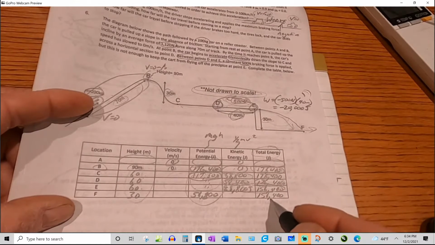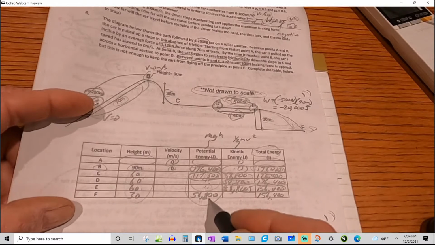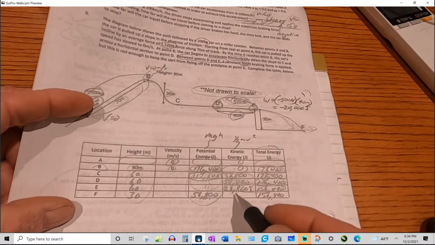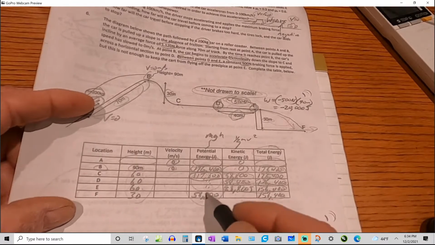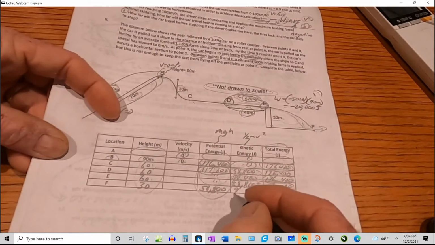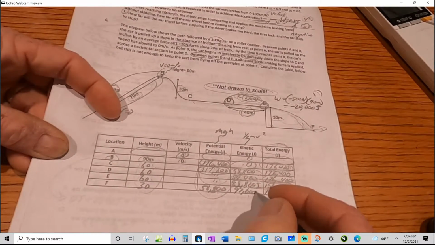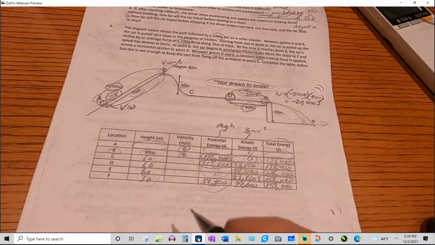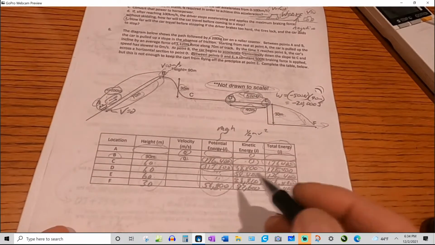And if the total energy is the same, and now this is the new potential energy, then the kinetic energy has to be the total minus the potential, and that turns out to be 97,600. I mentioned these are easy.